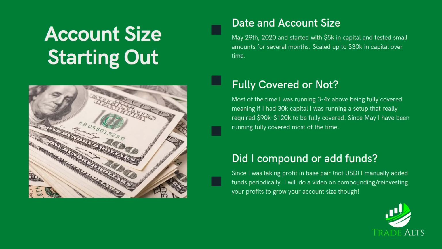So the second thing: fully covered or not. Really quickly, being fully covered means that you have enough capital set aside to be able to fill every safety order for every bot that you have. It's essentially saying that even if your bots maxed out the amount of capital that you allocate per bot, you're still covered. You have enough money to pay for all of that, able to fill all those orders.